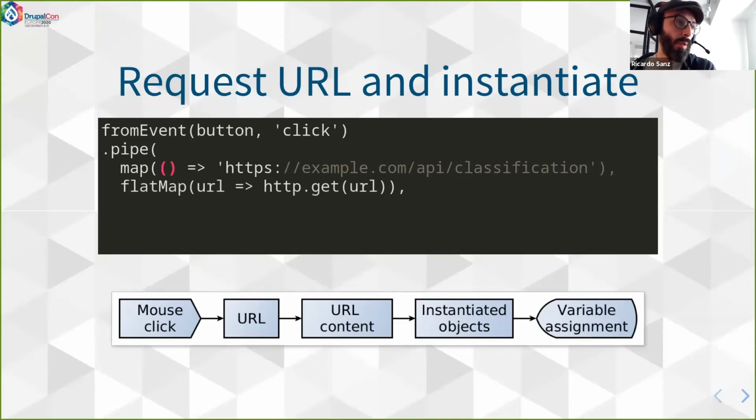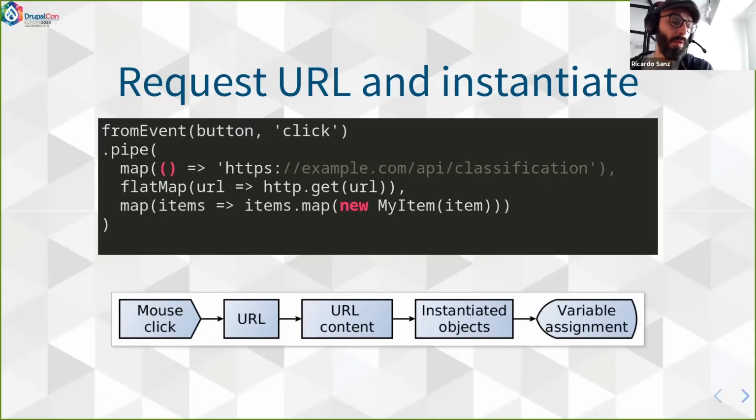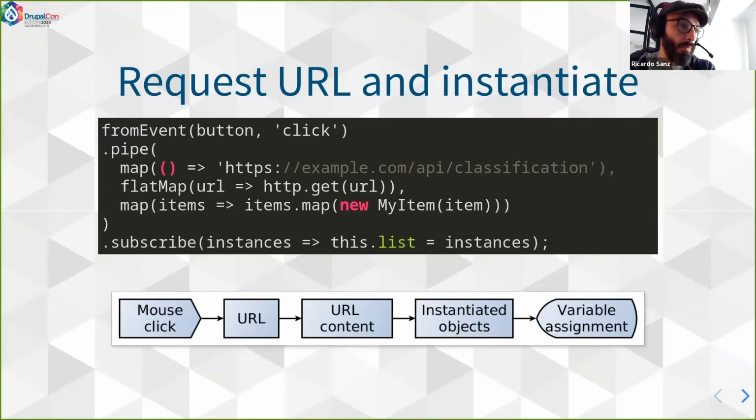Then using this operator, we query the URL, we wait for the result, and the result is piped to the next operator. In this case, it's just a map operator that takes each item on the JSON and creates a new instance for each element. And finally, we just subscribe to the pipe. This is like adding the endpoint of the pipe. And we just assign that list of instances to our internal variable. So that's all. This is the pipe we have created, and our reaction to a change, and the change is the click of the user.